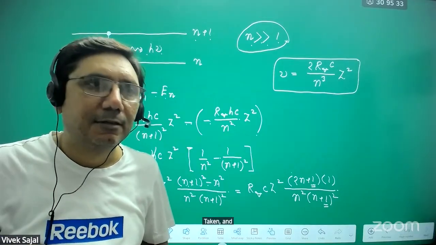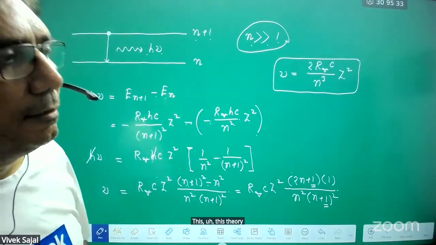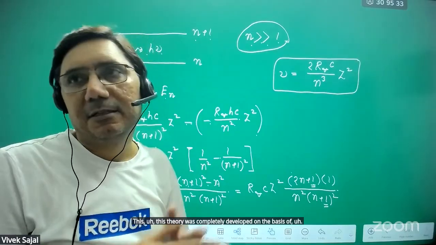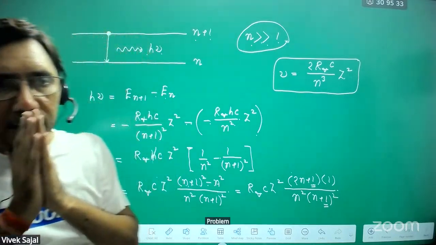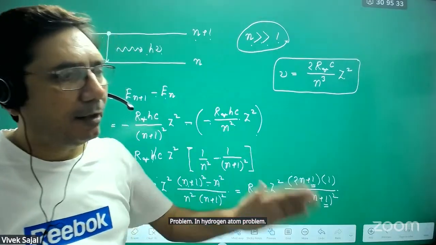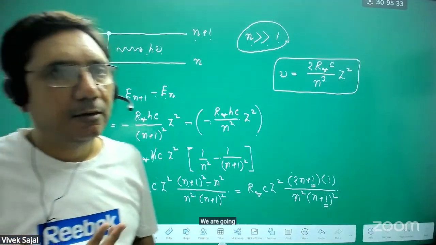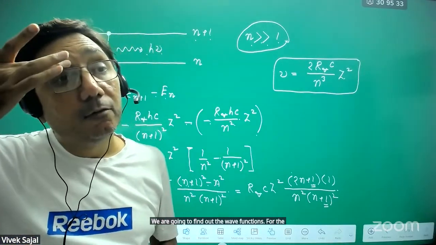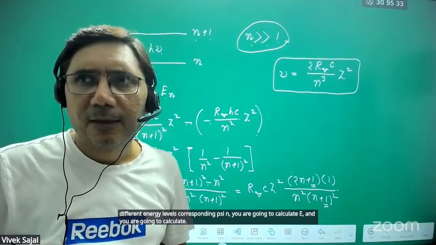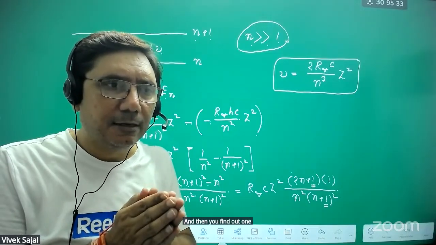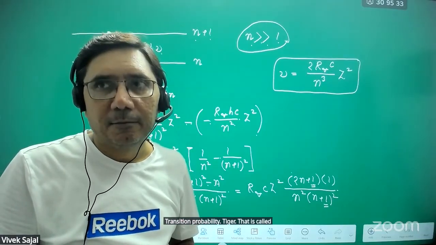They continued their work. And later on, this theory was completely developed on the basis of quantum mechanics. In quantum mechanics, there is a chapter, the hydrogen atom problem. In it, you are going to find out everything with the help of the Schrodinger equation. You are going to solve the Schrodinger equation, find out the wave functions psi n for the electron for different energy levels, and calculate En. And then you find out one term that is called transition probability. ठीक है ना?